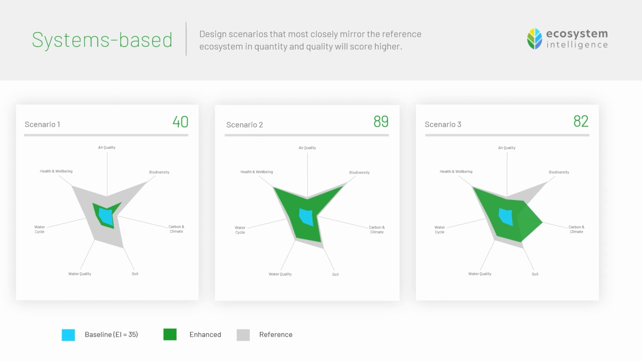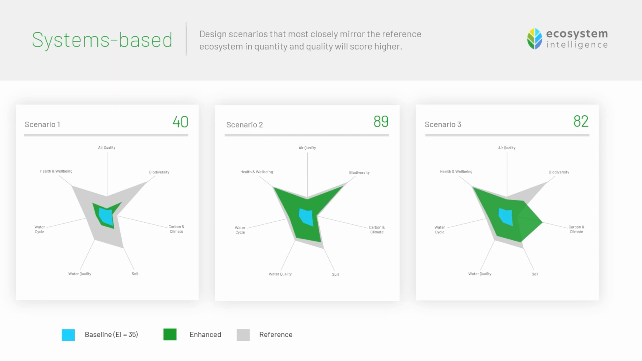This is not bad, given that most business as usual development would reduce the ecosystem integrity of the site. In scenario 2, the site designers really sharpen their pencils and achieve an 89 out of 100 ecosystem integrity score, which is excellent for a site development project in an urban context.